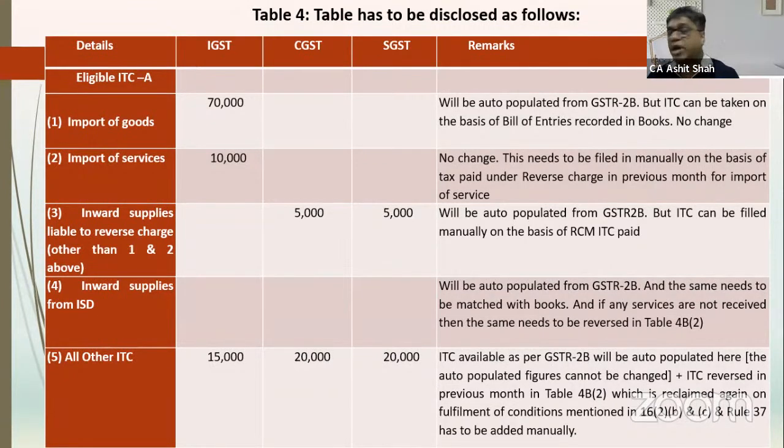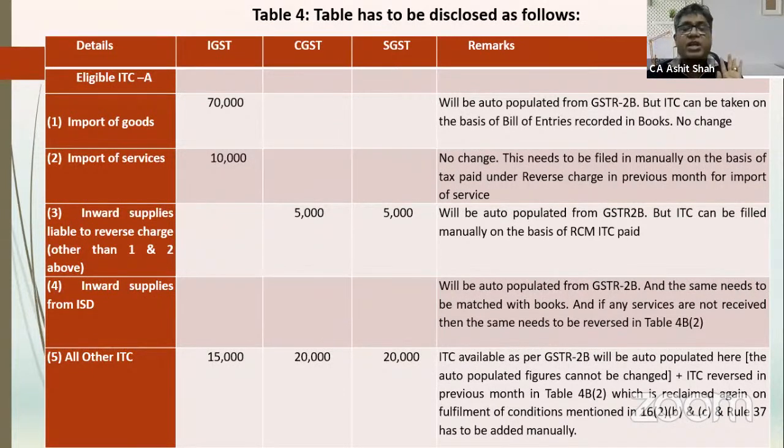Then inward supplies from ISD, again the data will be captured from GSTR 2B and kept over here. Up to here, 1, 2, 3, 4 were fine. It is simple, and people are doing it even today. Now the important thing is 5, all other ITC. Now in this all other ITC, what will happen? It says ITC will be available as per GSTR 2B. Everybody knows now that if we want to claim the credit, that credit should appear in your GSTR 2B. Whatever credit is shown in 2B, that much you will get, we will not get more than that. Therefore it will be auto-populated and put over here.